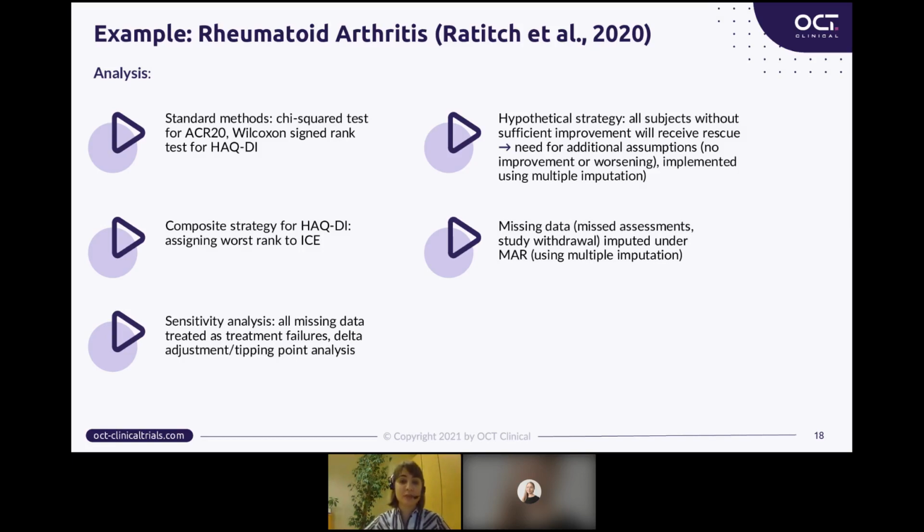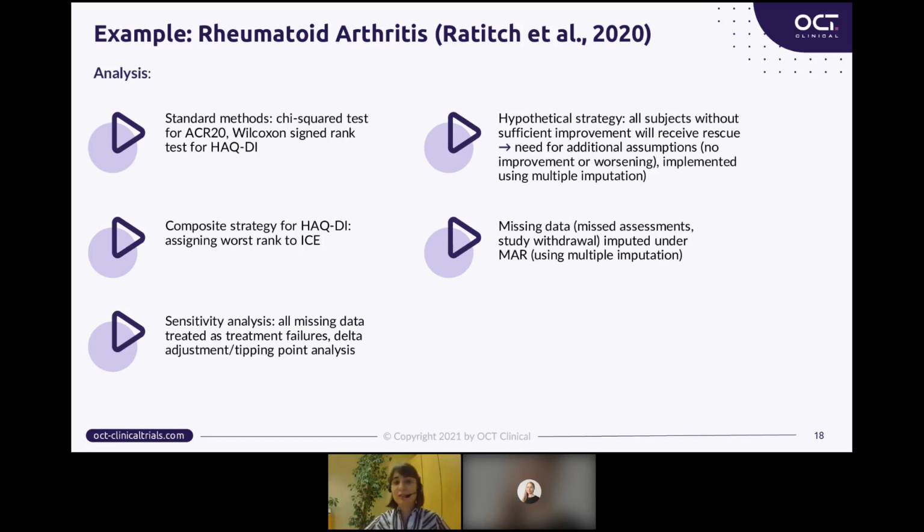Since all subjects who meet the rescue criteria will initiate the rescue, there will be no reference group for estimating the statistical model to predict relevant outcomes for these subjects. In this case, we need to make additional assumptions. For example, the subjects would not improve or worsen if they remained on their randomized treatment. It is similar to last observation carried forward, but can also be implemented using multiple imputation.